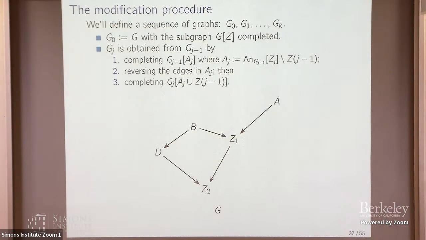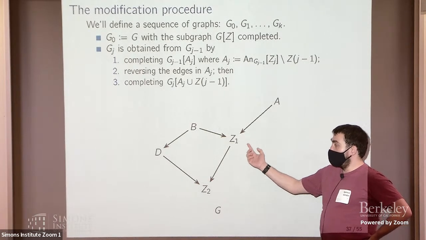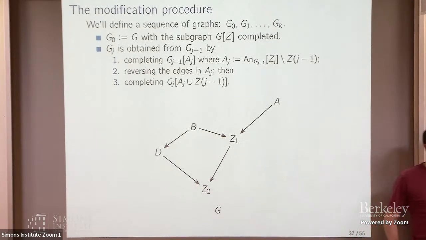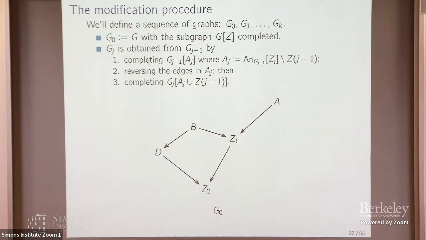So let's say this is our initial graph. So the first step to get G0 would be to add all the edges to complete the subgraph on the Z vertices. But here there are only 2 Z vertices and there already exists an edge from Z1 to Z2. So that's trivial in this case. You'll thank me that I only have 2 Z vertices in a second when you see what the result of this looks like. So G is equal to G0 here.